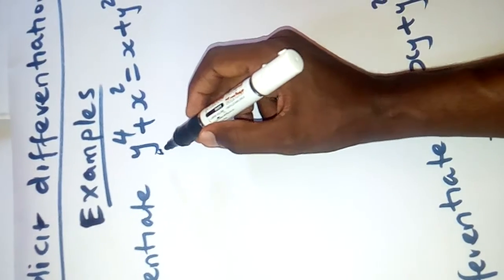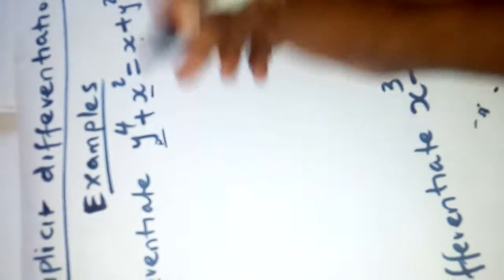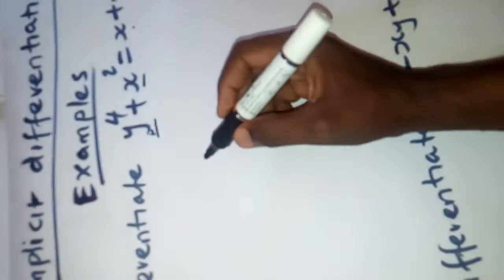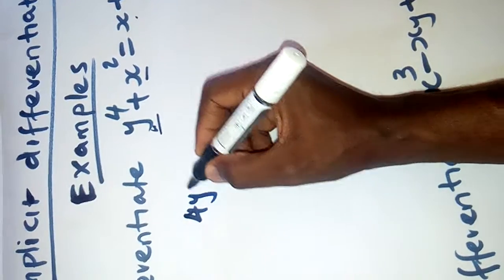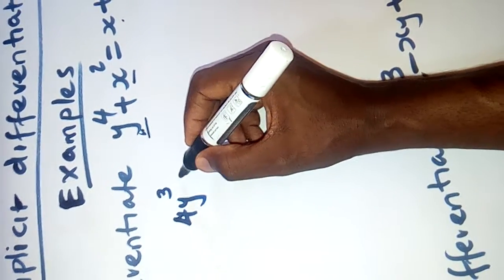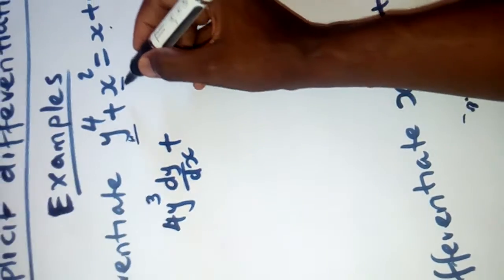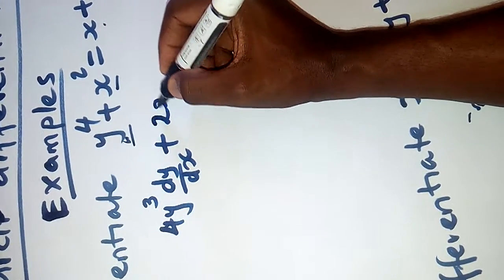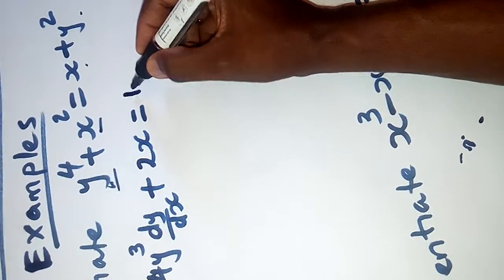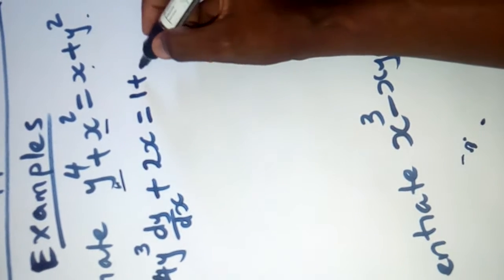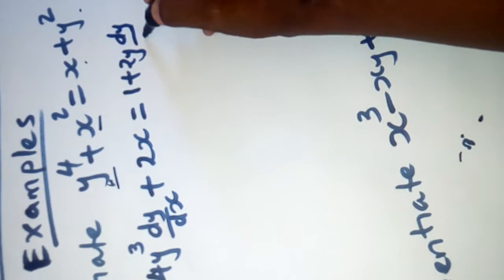So for us to differentiate this one, we are going to differentiate each term separately. Differentiating y power 4, we get 4y cube, and then we multiply by dy dx, plus differentiate x squared, that is 2x, is equal to differentiate x, that is 1, plus differentiate y squared, that is 2y, but we multiply by dy dx.